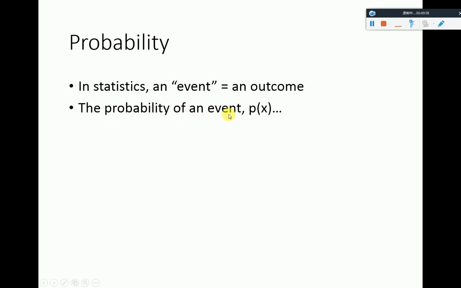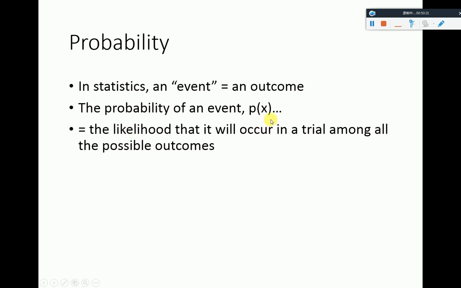The probability of an event is the chance for an outcome to be observed. That's essentially the same thing. We denote the probability of an event x as the likelihood that this particular event will occur in a trial, that is in an observation, among all possible outcomes. This is a rather obscure, technical definition, but for the purpose of this class, the bottom line is that probability is almost, not exactly, but almost the same thing as relative frequency.